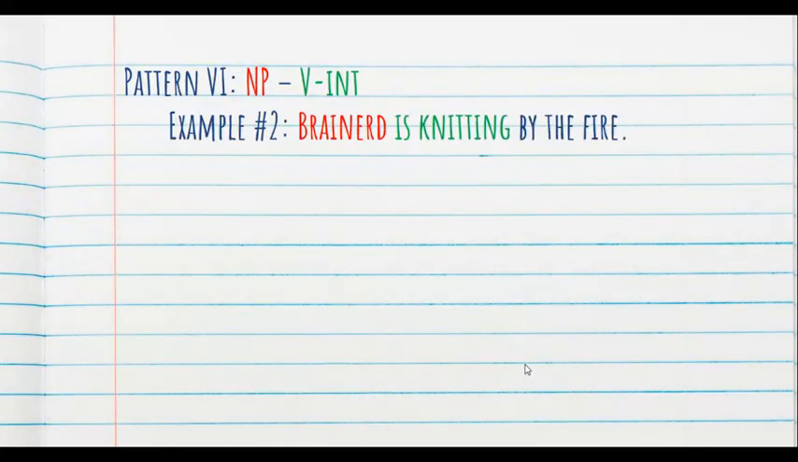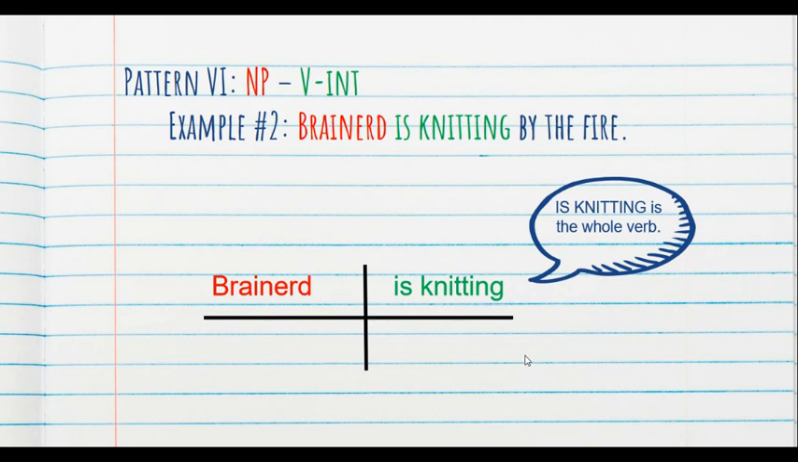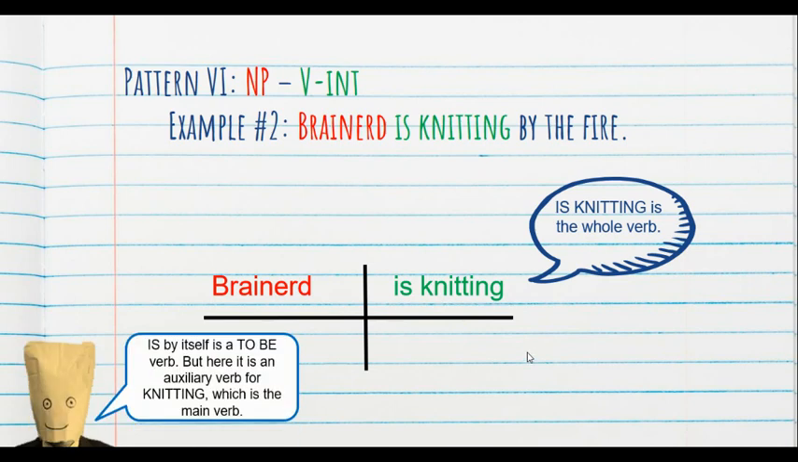Brainerd is knitting by the fire. All right, so here's Brainerd as our subject, and then our whole verb is knitting. That can be thrown off for people, but is knitting is your entire verb. So remember, is by itself is a to be verb. But when we're using it here as an auxiliary, remember we talked about auxiliaries, and so this auxiliary is working with the main verb knitting, and knitting's an action.